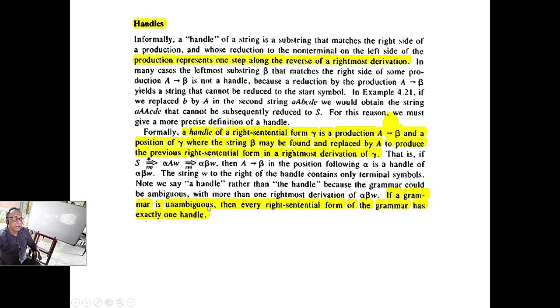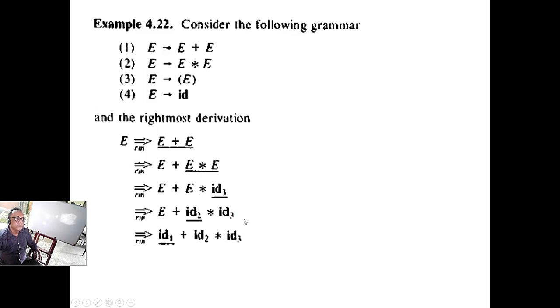So this is the formal definition of a handle. Informally, a handle of a string is a substring that matches the right hand side of a production, and the reduction to the non-terminal on the left side of the production represents one step along the reverse of the rightmost derivation. That is important.